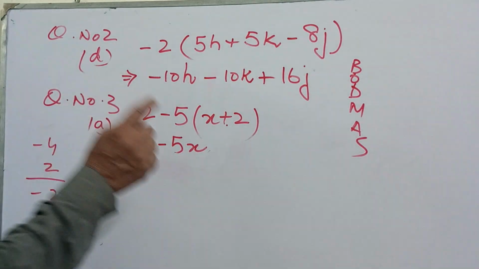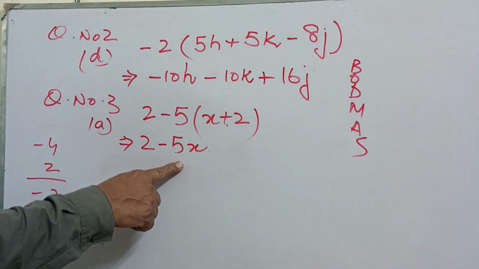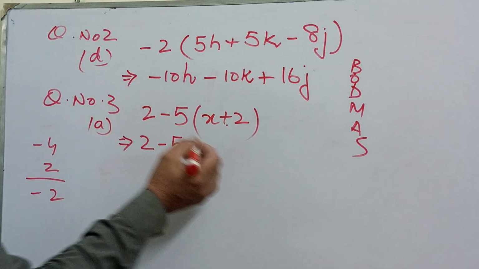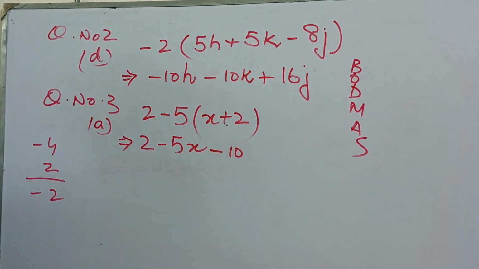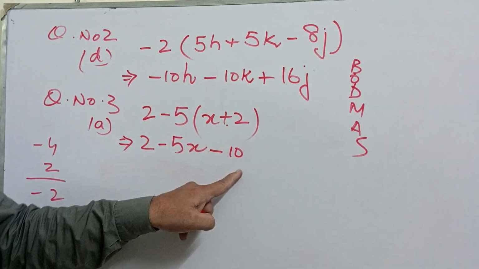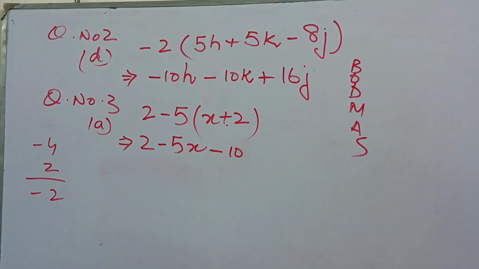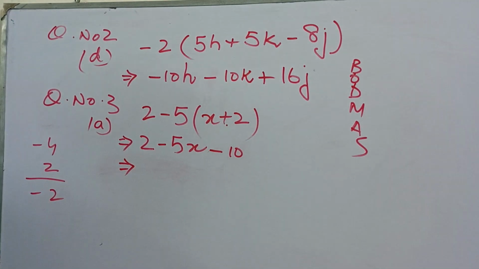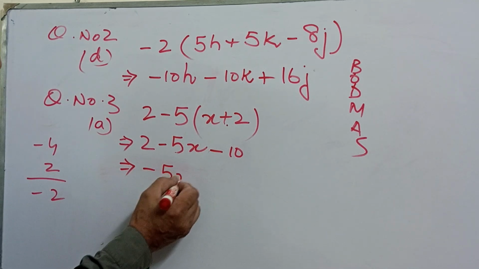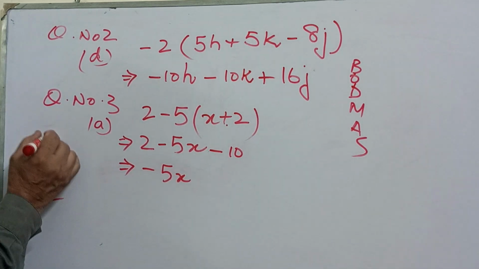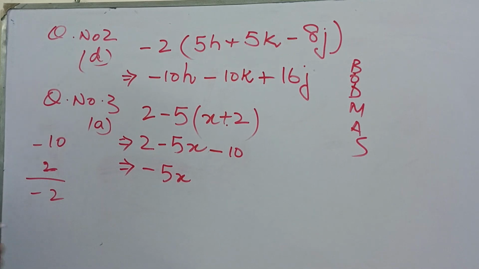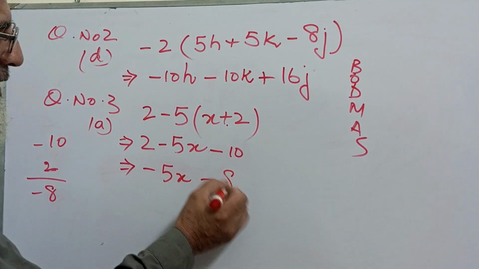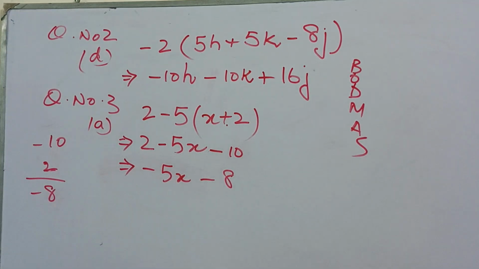So what will we do? We'll multiply 5 with x, with the minus sign, and 5 with 2. Now it will become minus 10. 5 twos are 10. So what will be the result over here? It will become minus 5x, and when you subtract, how much will it become? Minus 8. So this is your answer.